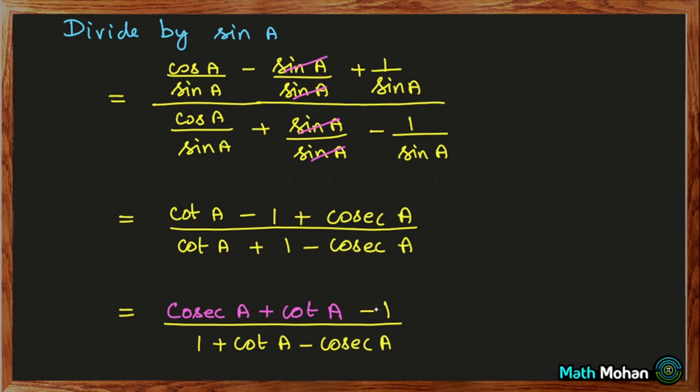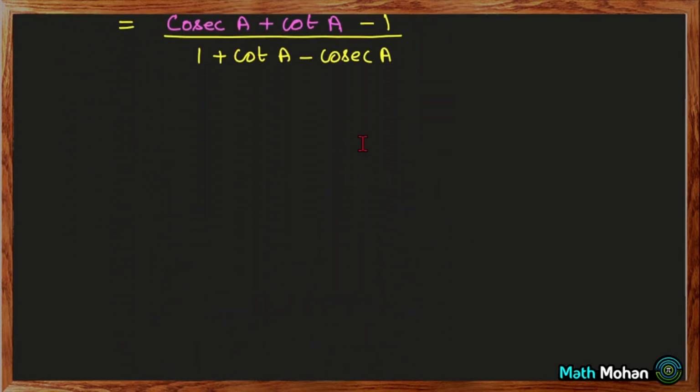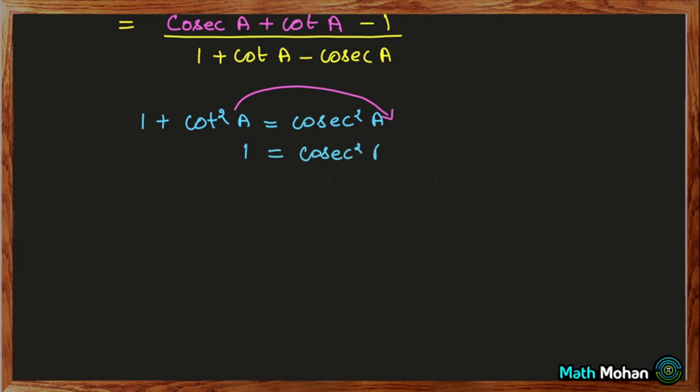Now in the numerator we have a minus 1. In the place of that, what can we use? In the beginning of the question, we are asked to use the identity cosecant square A equal to 1 plus cot square A, isn't it? The actual form of that identity is 1 plus cot square A equal to cosecant square A. If we transpose this cot square A to the right side, it will become 1 is equal to cosecant square A minus cot square A, isn't it?